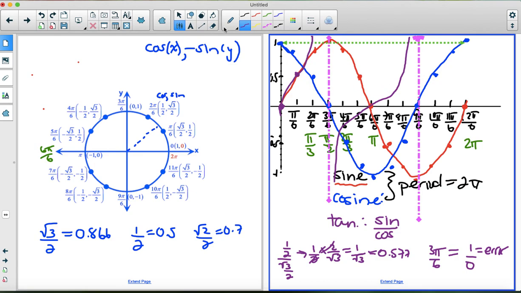So now we're going to go into another video where we're going to explain what happens when you analyze each one. So we're going to do the sine, the cosine, and the tangent.